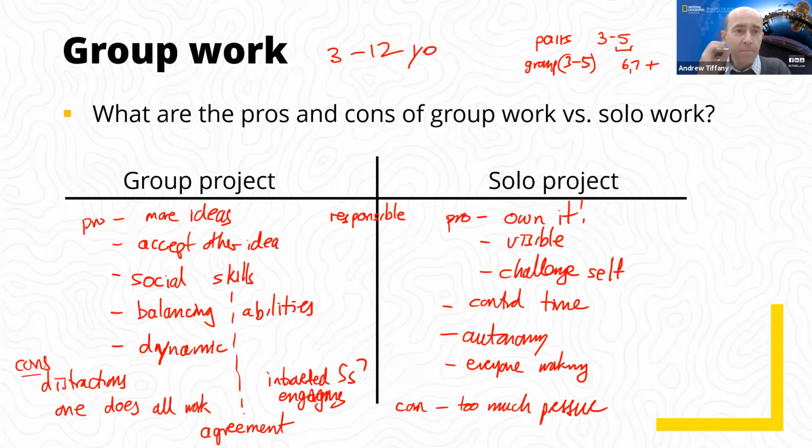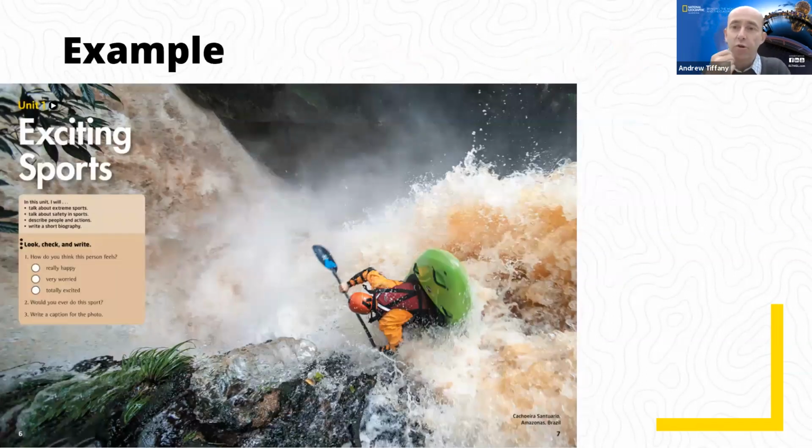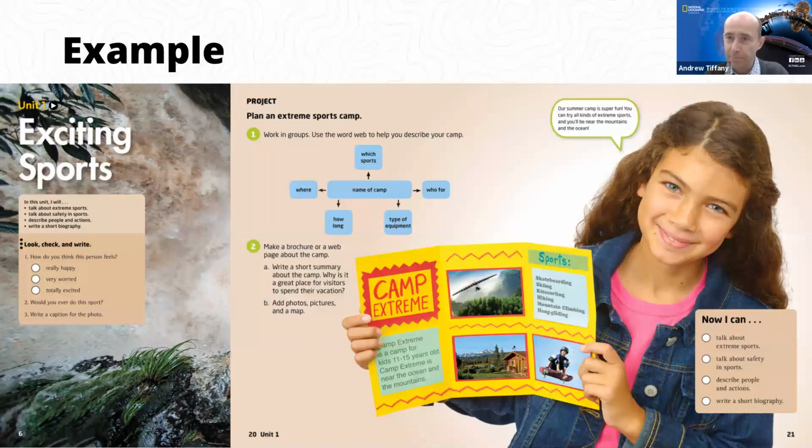Okay. Let's have a look at a quick example of a group project. And I'm using this one with students who are a little bit older. This is from the Our World program, Level 3. And Unit 1 is about exciting sports. And the project in this one is for the students to plan an extreme sports camp, okay? Because the whole unit has been about sports and exciting sports like canoeing and paragliding and things like this, okay?